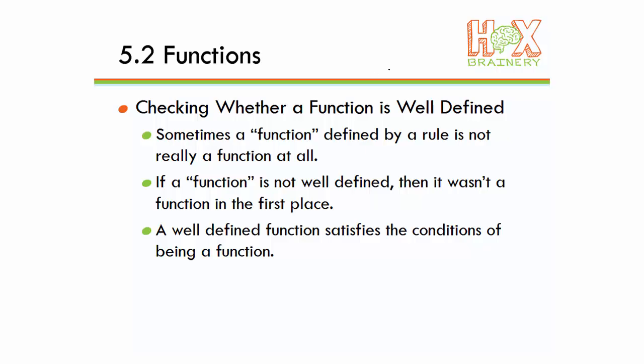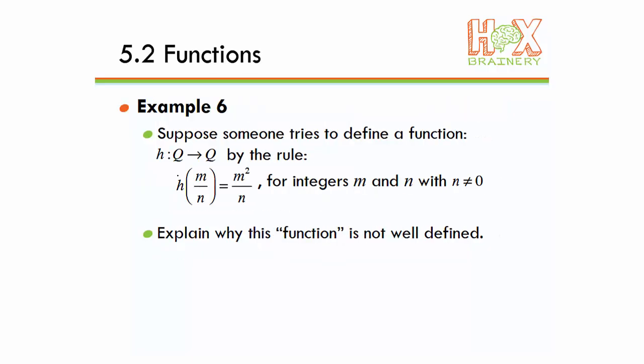And then checking whether a function is well defined. Sometimes a function defined by a rule is not really a function at all. If a function is not well defined, then it actually wasn't a function in the first place. A well-defined function satisfies those two conditions of being a function, which we've already discussed. So let's look at example 6 and see what something would look like if it's not a function. Suppose someone tries to define a function this way.